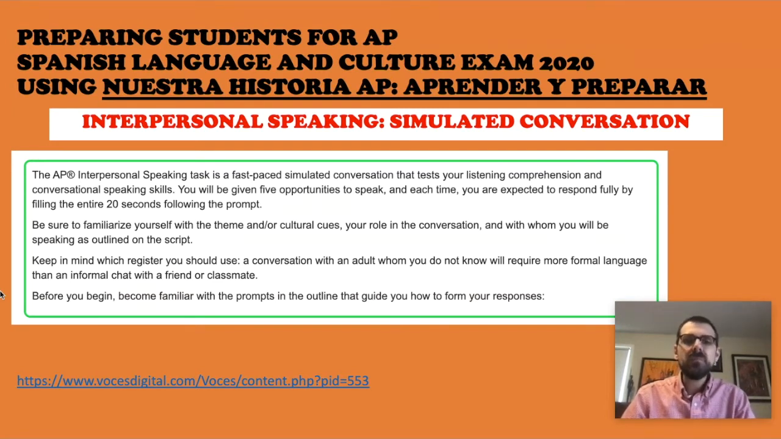And that's the task. It's fast, it's quick. There's not a lot of time to process this. Students are given an outline and they have 1 minute to read the outline, and then they're going to follow what the outline says.